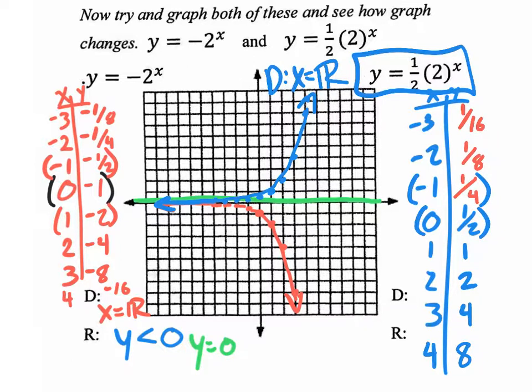Okay. Now the range is going to be what? Y is what on that blue graph? Is it above a certain value or below a certain value? The blue one. It's above what? A certain value. Above 0. So y is greater than 0 is the range on that one.